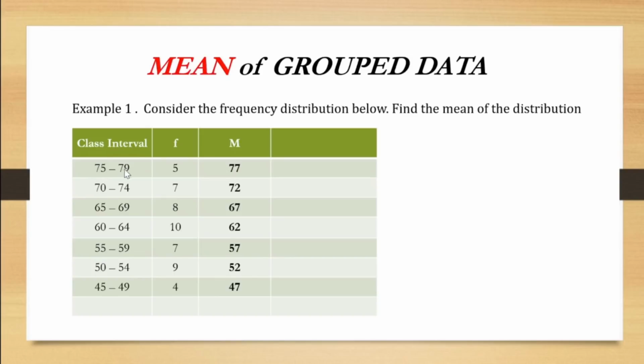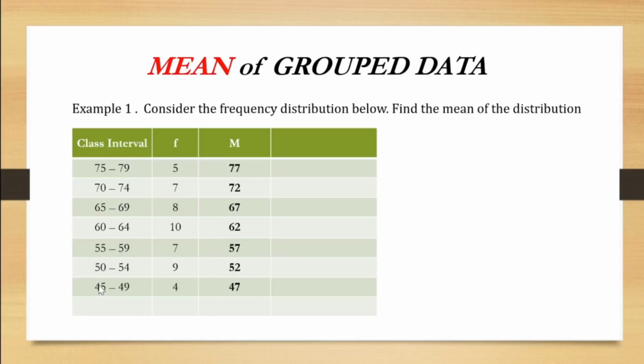What we are going to do is add 75 plus 79 divided by 2, that is equal to 77. Next, we have 70 to 74. So 70 plus 74 divided by 2, that is 72. 65 plus 69 divided by 2, that is 67. 60 plus 64 divided by 2, that is 62. 55 plus 59 divided by 2 is equal to 57. 50 plus 54 divided by 2, that is equal to 52.